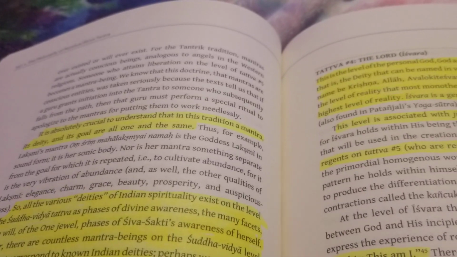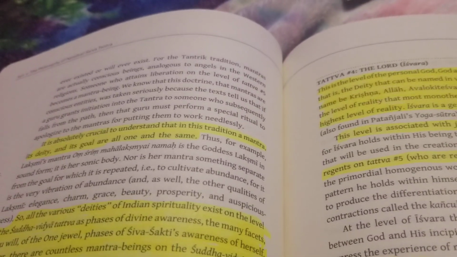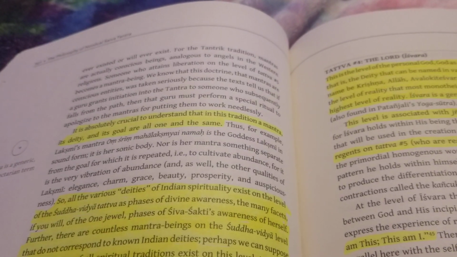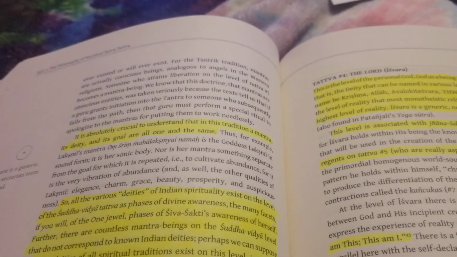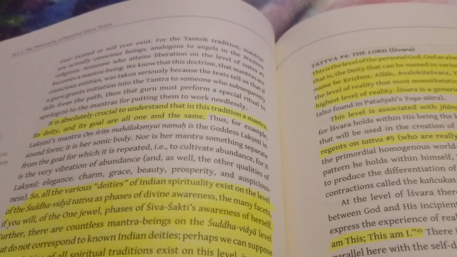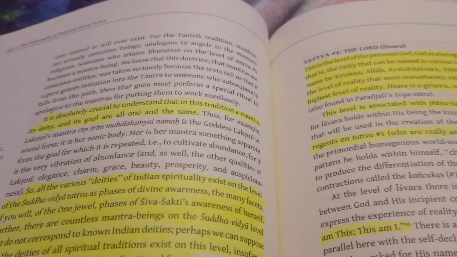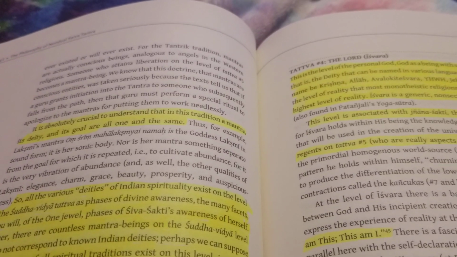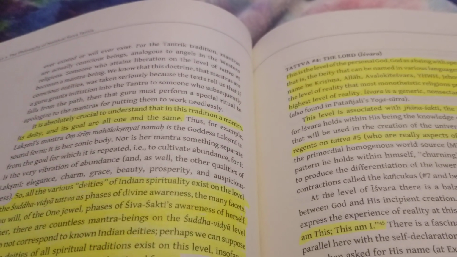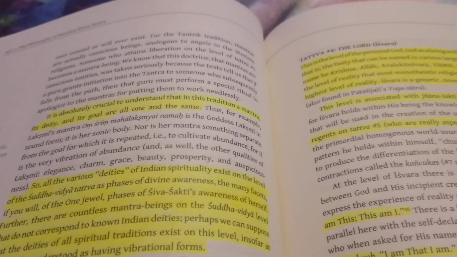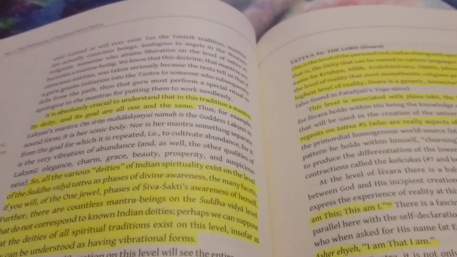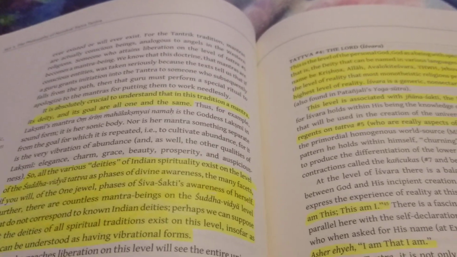For the Tantric tradition, mantras are actually conscious beings, analogous to angels in the Western religions. Someone who obtains liberation on the level of Tattva 5 becomes a mantra being. We know that this doctrine, that mantras are conscious entities, is taken seriously because the texts tell us that if a guru grants initiation into the Tantra to someone who subsequently falls from the path, then that guru must perform a special ritual to apologize to the mantra for putting them to work needlessly.